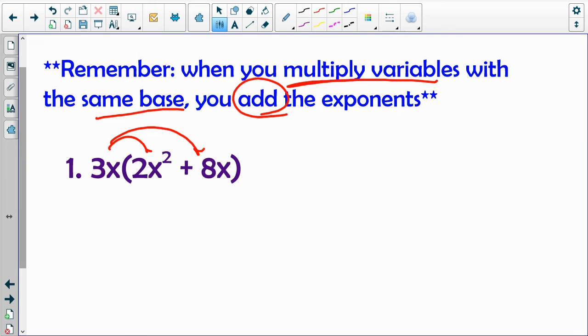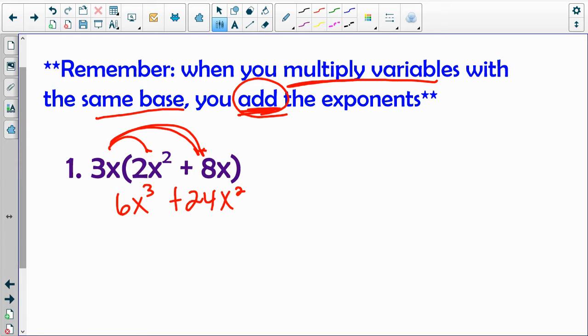So Ava, if we're going to times these, tell me what would you get with 3x times 2x squared? 6x cubed. Yeah, you have to add those exponents. You guys have got to keep that in your brain. Add the exponents. 1 and 2 gives us 3. And then if we times 3x times 8x, 24x squared. Yes, 1 and 1 is x squared.